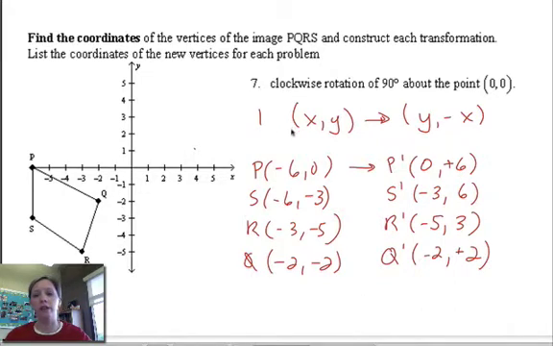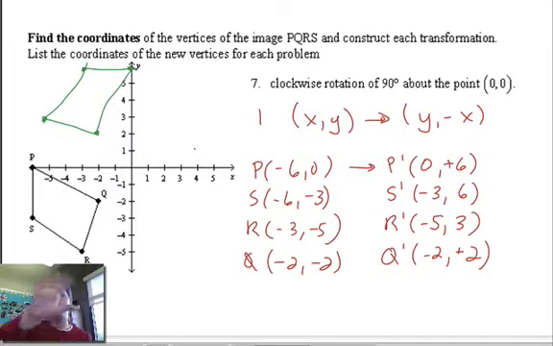And then, of course, you could graph these to see if they look right. So, like 0, 6 is up here, negative 3, 6 is up here, negative 5, 3 is here, and negative 2, 2 is here, and if you connect those nicely with the straight edge, better than I'm doing here, you can see it's got that clockwise rotation.